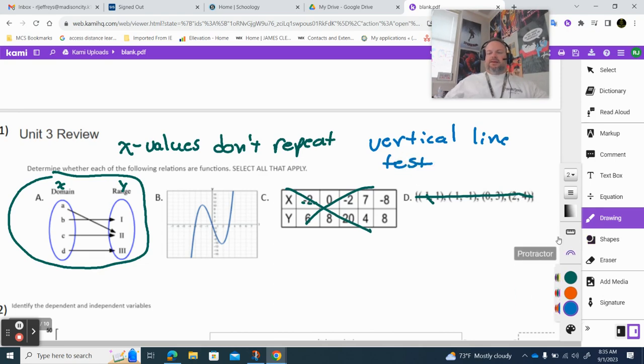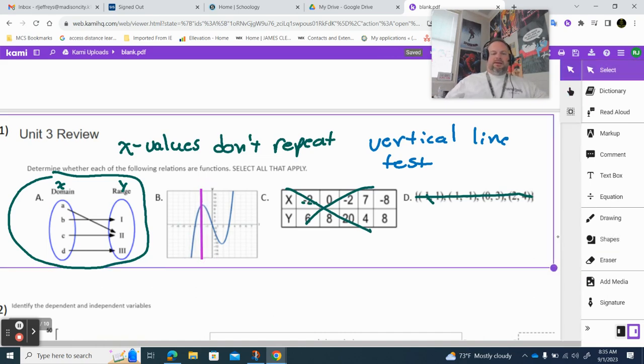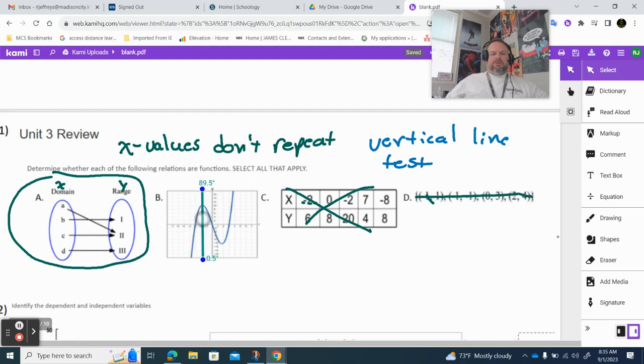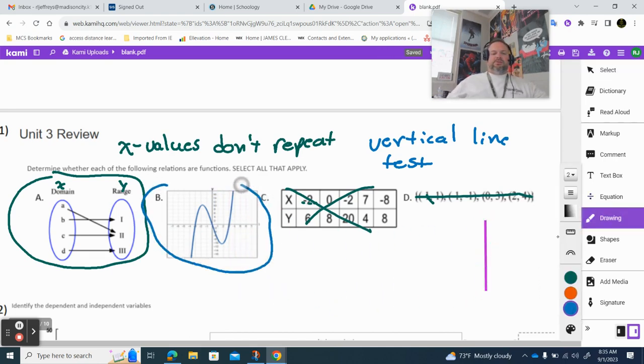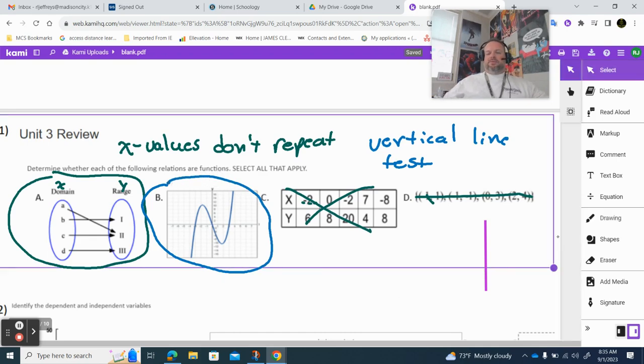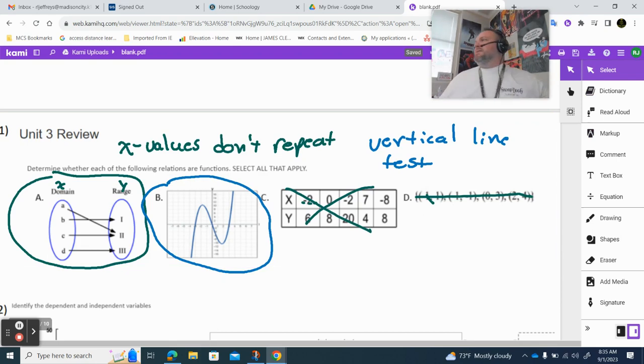Now, remember on the vertical line test, if every time you draw a vertical line, it touches the graph once, it's a function. So if we take this vertical line, do it once, and believe it or not, it still only touches once. So these two are functions, and those are the rules why. Yep, and it passes the vertical line test.